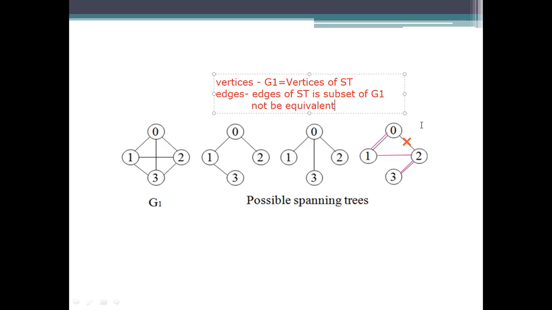So while drawing a spanning tree, we need to cover all the vertices, but there is no need to cover all the edges. We need to include the edges which are used for connecting those vertices in a non-cyclic format. So that's one example.